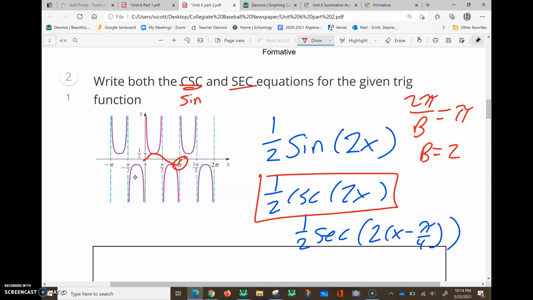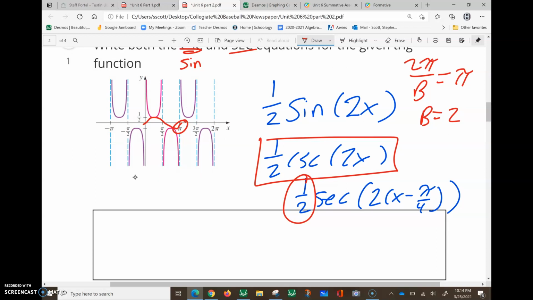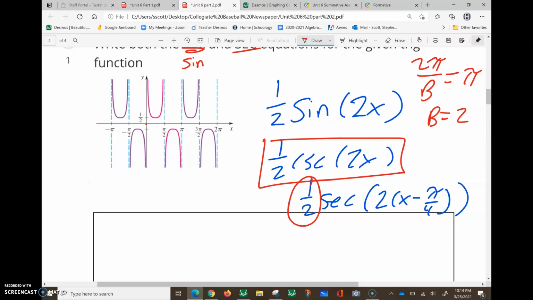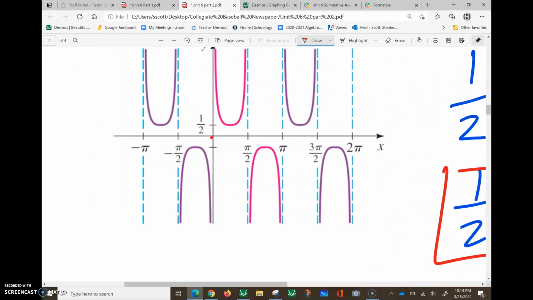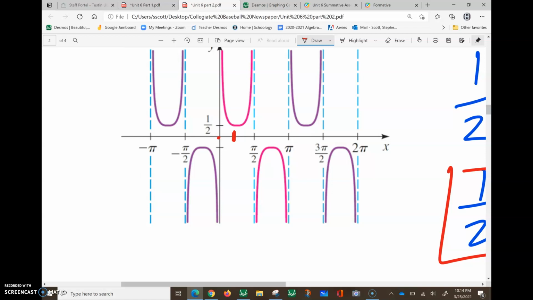To write the secant equation, again, the amplitude stays the same. There's your secant. I do need to shift it, but the question is how far do I need to shift it? So zoom in on the graph, and knowing that it's doubled the speed, I know that right here, this is pi fourths. How do I know that? Because originally, sine would hit the max at pi halves. Since we're going double the speed, it's like we've cut all the input values in half. So that is pi fourths.